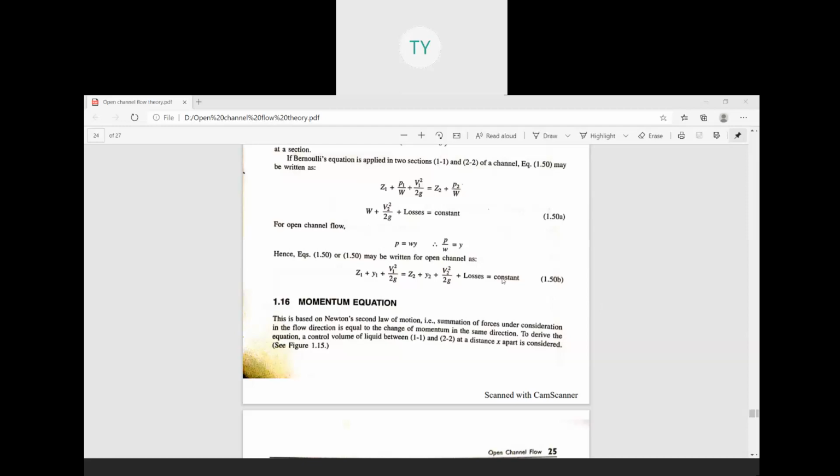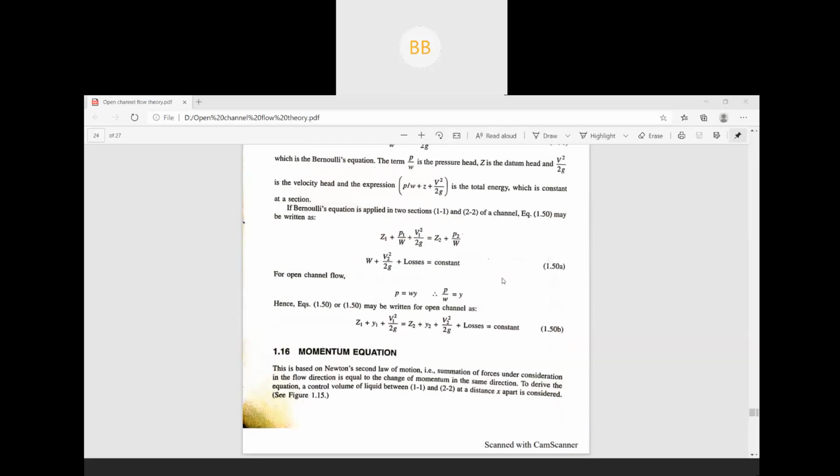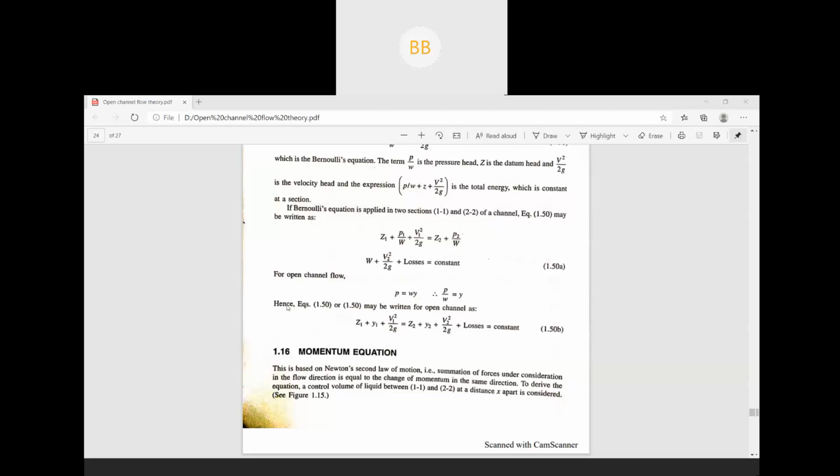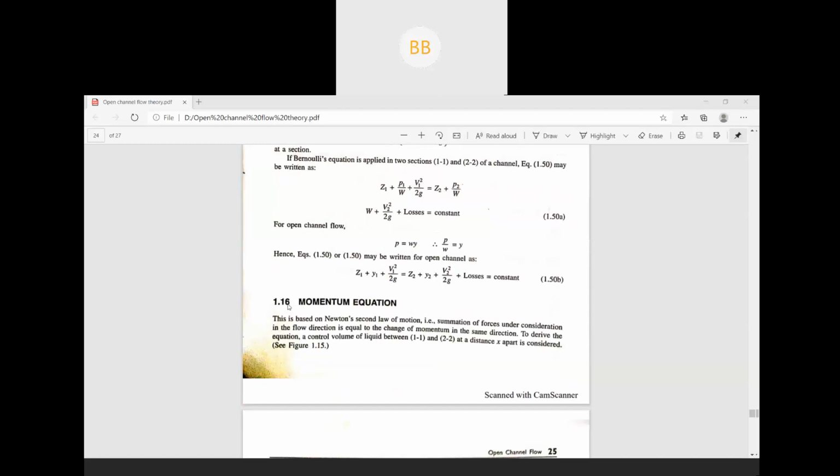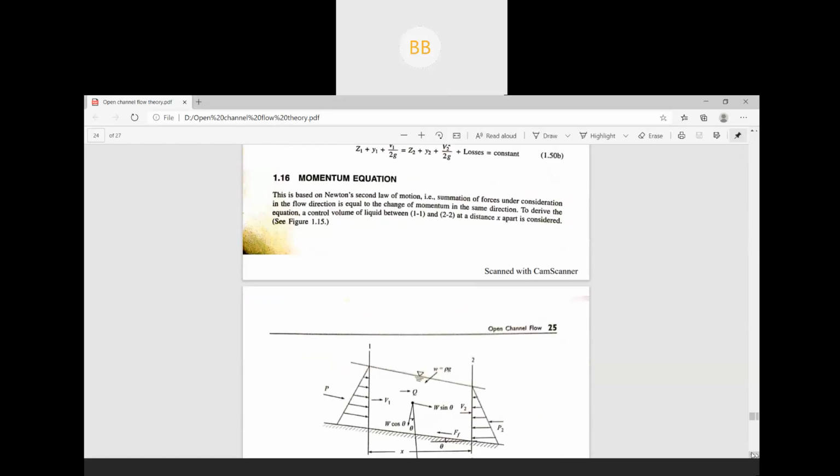Today, before we go to our next unit, next chapter, that is uniform flow, we are going to discuss the momentum equation. Okay. So that momentum equation is based on Newton's second law, or second law of motion.